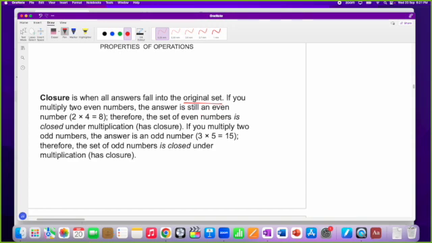If you multiply two even numbers and the answer is still an even number, like 2 times 4 is 8, therefore the set of even numbers is closed under multiplication, right? So you're talking about a set in set theory. We could represent it as a Venn diagram like that. That's not the universal set though, but let's call this set E, which is the set of even numbers. And this set has all even numbers in it.